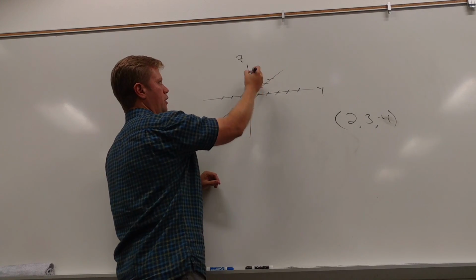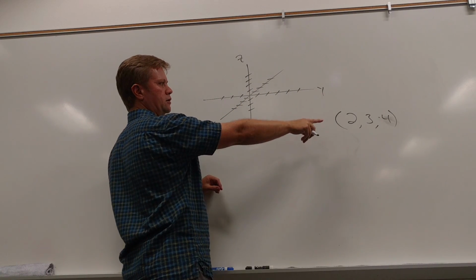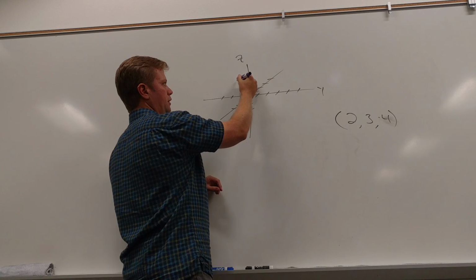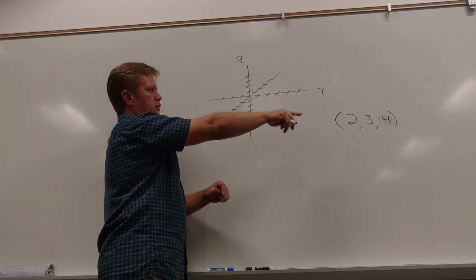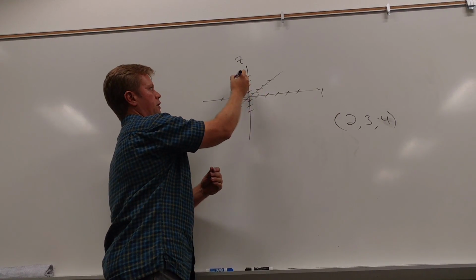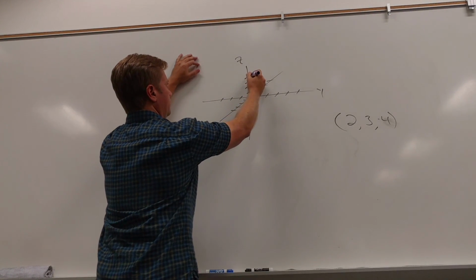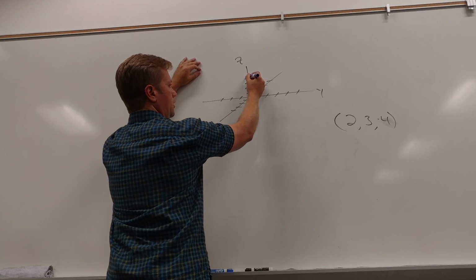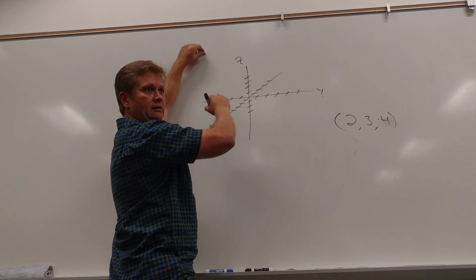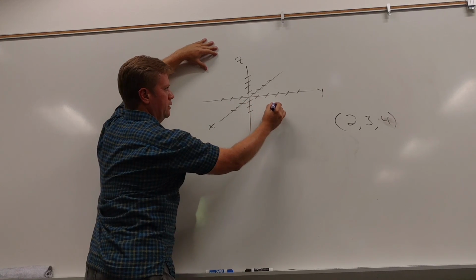Now I want to go how far in the X direction? 2. So I want to go 2 in the X direction, so I go 2 over. And then I want to go how far in the Y direction? 3. I like it. So then you would go in the Y direction, you would go 3. So you'll start at 4, I'm up here. Then I want to go 2 in the X direction, and then 3 in the Y direction.